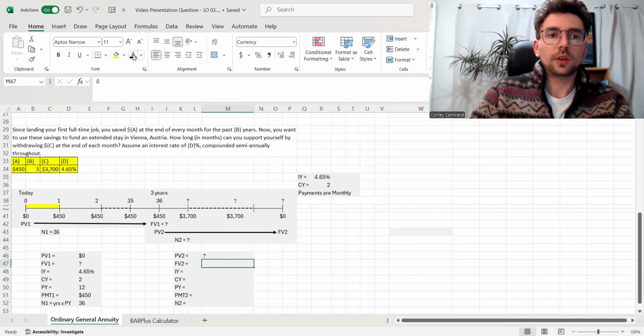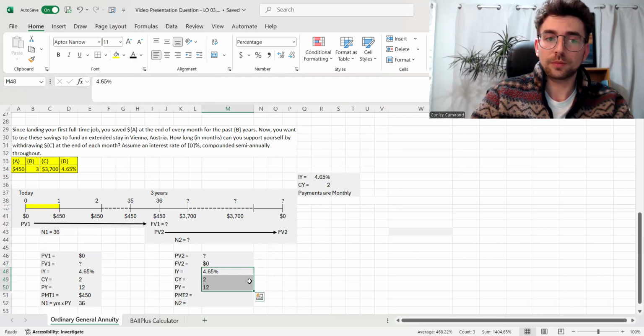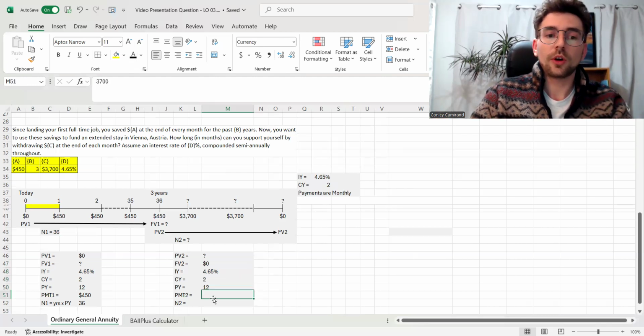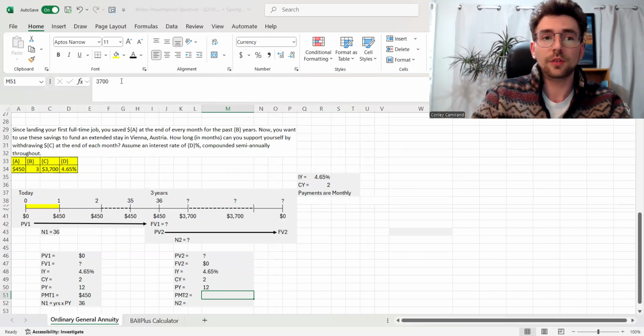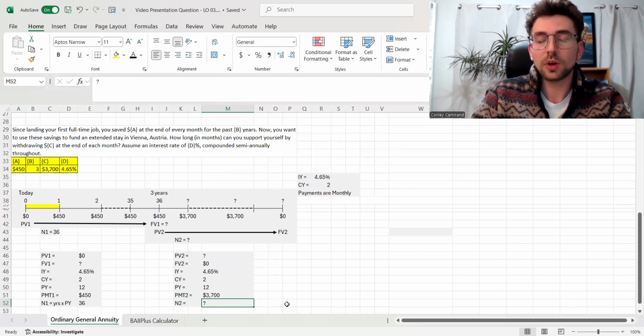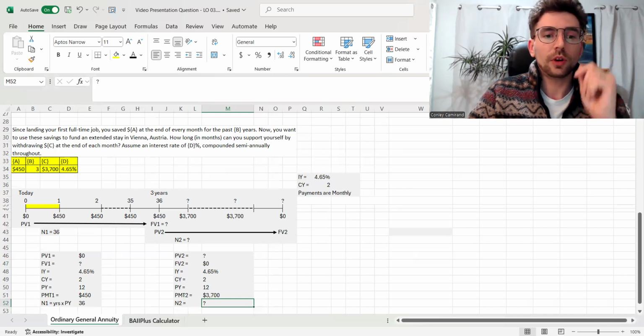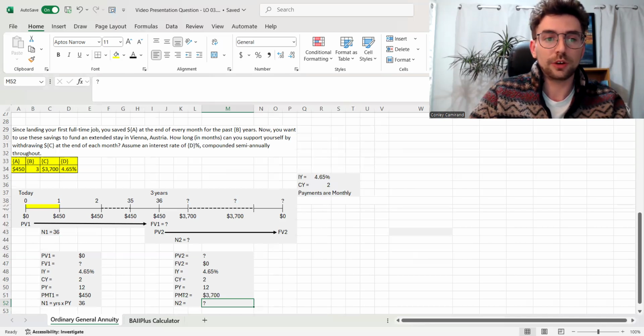We have future value that is 0. IY, CY, and PY are all the same throughout still. Our PMT2 is now 3,700 because it's the second half. And we're figuring out for the final answer, what is the amount of months? So how many months, what is the number of payments in that term? So we know because it's the second half, the second payment amount of 3,700 is withdrawn monthly. That gives us an indication. So now we're gonna start doing our calculation in our calculator.